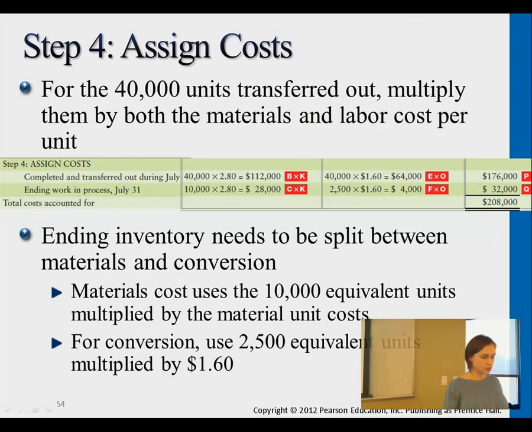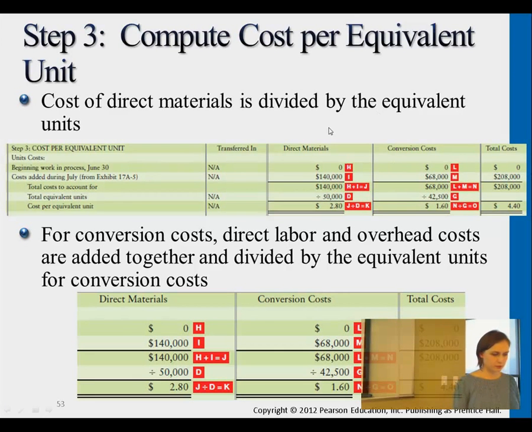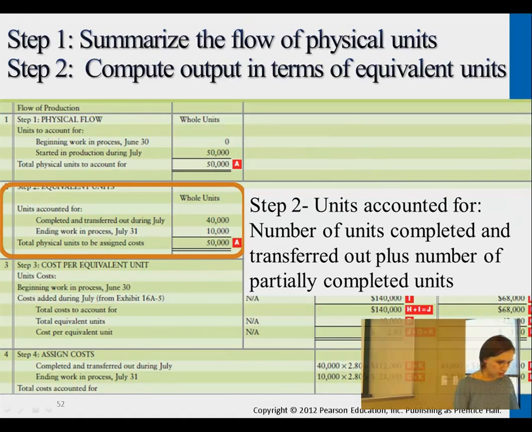Just went over this. So let's look at step 4, the last one, when we're assigning the period cost to the units. For the 40,000 units that we're transferring out, we'll multiply them. We're going to use our materials and labor cost per unit, right? So here we take 40,000 multiplied by 280, and then ending work in process 10,000 by 280, to calculate this total cost. And then the same is true. Do you see how this is a part of the bigger picture right here? That's our assigning costs. That's what we're doing here.